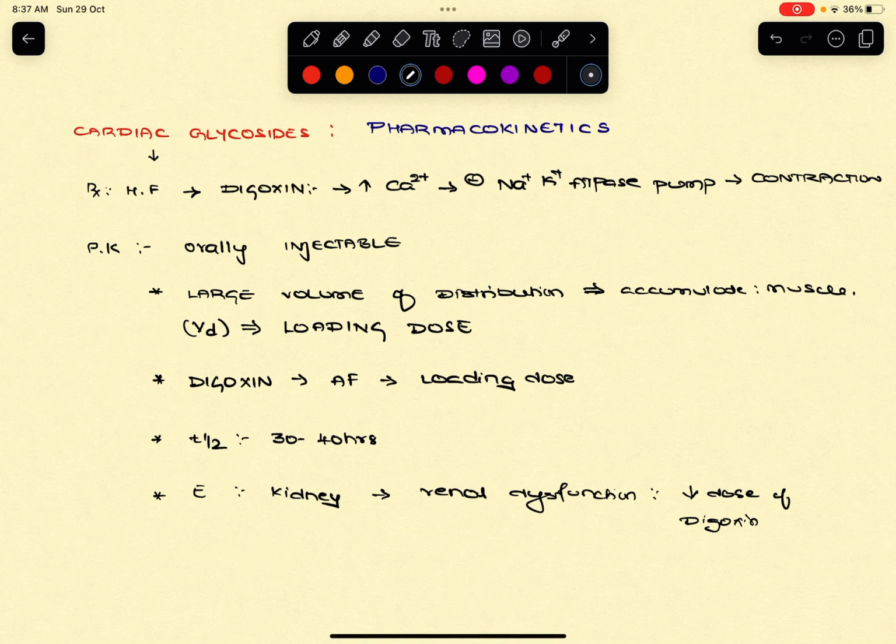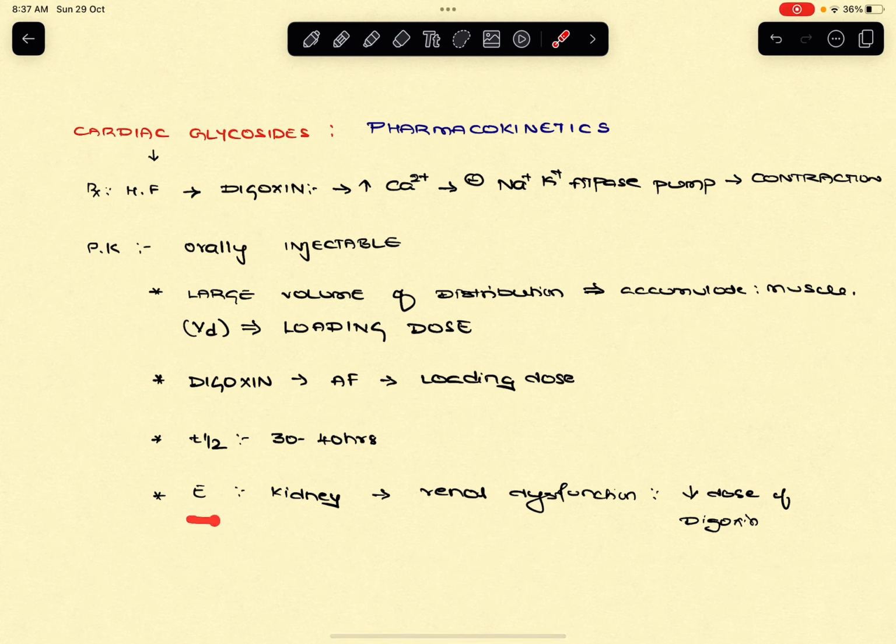So the basic thing you should remember from pharmacokinetics is that it is given orally as well as by injectable route. Since it has a larger volume of distribution, you need to give it through a loading dose. It has a half-life of 30 to 40 hours. And since it is excreted through the kidney, in patients with renal dysfunction, you need to reduce the dose of digoxin. So this is very, very important.